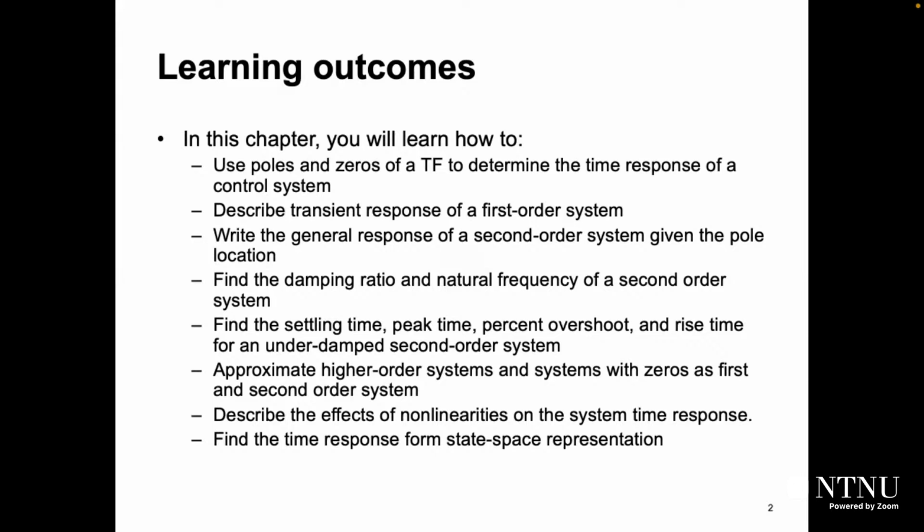When you are working with second order systems, there are some parameters. So we need to find the damping ratio and the natural frequency of a second order system. And when we have the time response, we need to find the settling time, peak time, percent overshoot, and rise time for an underdamped second order system. I mean, the second order system, we can divide into underdamped, overdamped, and critically damped second order systems. So for the underdamped system, we need to find the settling time, peak time, percent overshoot, and rise time.